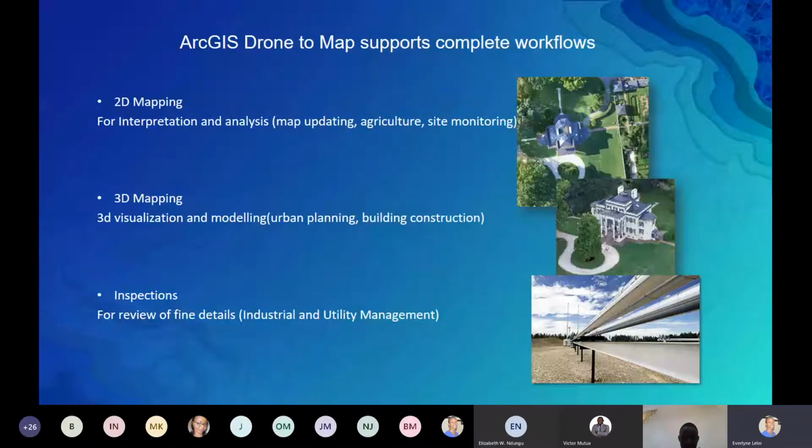Then we have 3D mapping workflows, mainly for 3D visualization and modeling. If you're in the construction sector, urban planning, and any other sectors that require 3D data, you can make use of ArcGIS Drone2Map. Then we have inspection workflows. Most organizations, especially in utilities and industrial management, have workflows that require inspection of some of their activities, and these places are not easily accessible. So you can use drones, capture the images and process them.